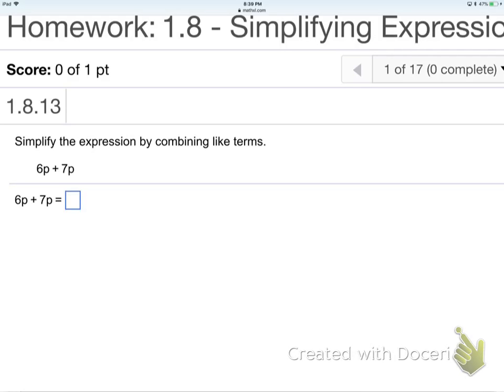Okay. So we're in 1.8, simplifying expressions. 6p plus 7p. All right, what's the deal? Just want to add them up. 6p and 7p? 13, is it p or is it p squared? P squared, yeah, because you got two p's.